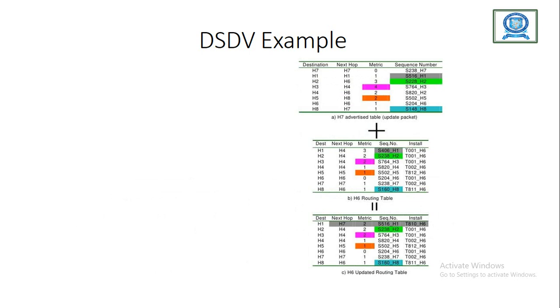This is how the routing table is updated. At any instant, each node advertises its table and the particular table is checked by nearby nodes. The first diagram shows that H7 advertises its table, and depending on this advertised table from H7, H6 will update its table for further routing processes.